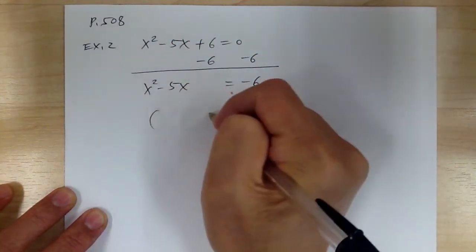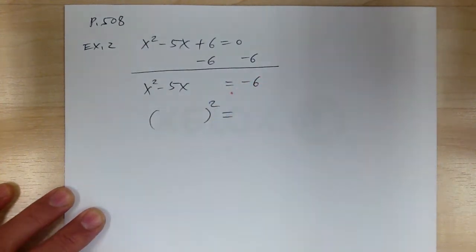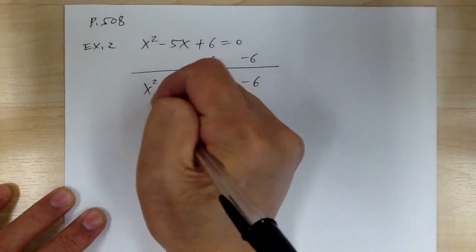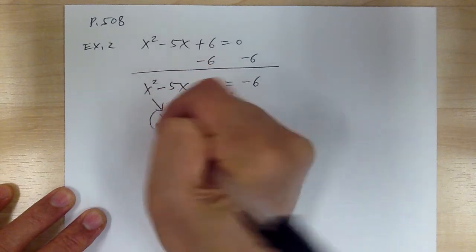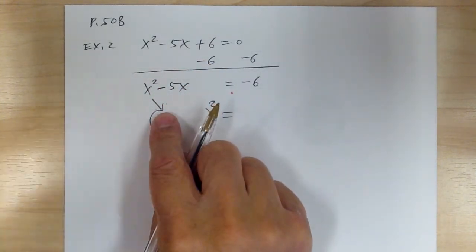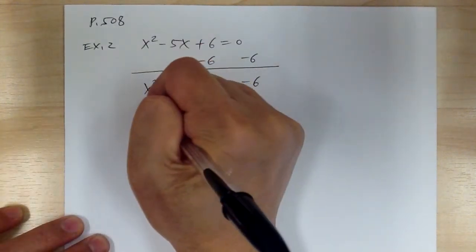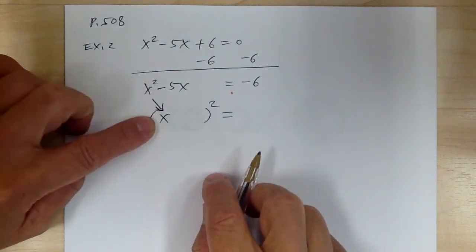And then I'm going to get my perfect square ready. So in order to get that, I need to have an x over here. Now you don't have to draw the arrows. I'm just drawing it so you can follow what I'm doing. Okay? So again, from this, I can get that, right?